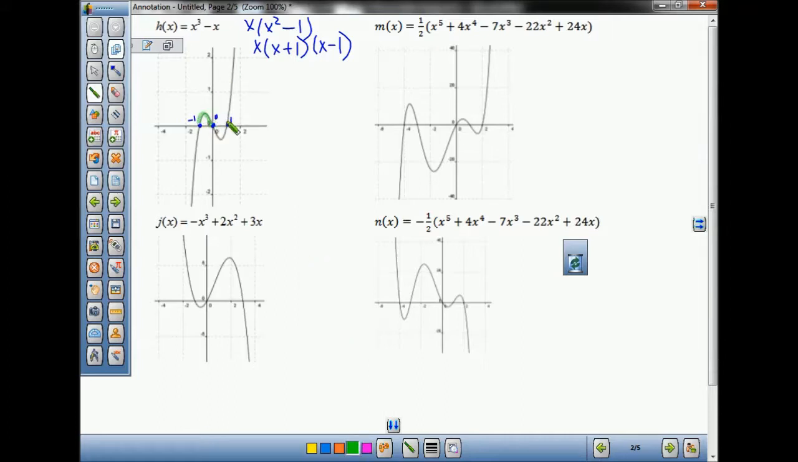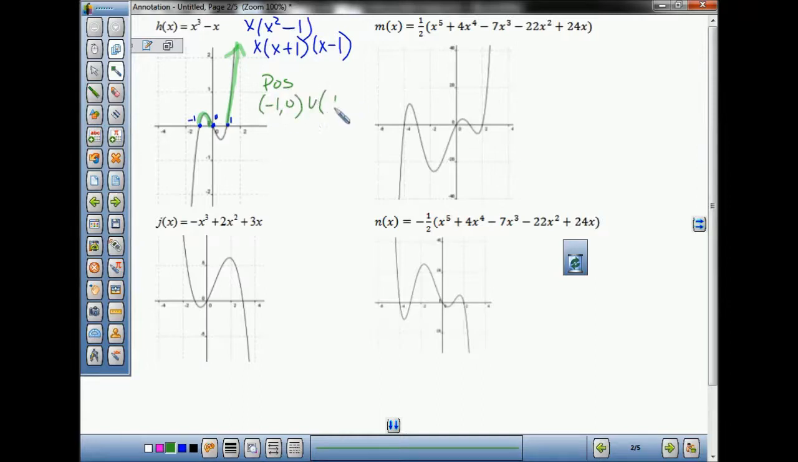And it's also positive from here to forever. That is where the function is positive. So when I go to write my positive interval, it is positive from -1 to 0, and then again from +1 to infinity. This function is negative where it lies below the x-axis. So this one is negative down here and between there and there.